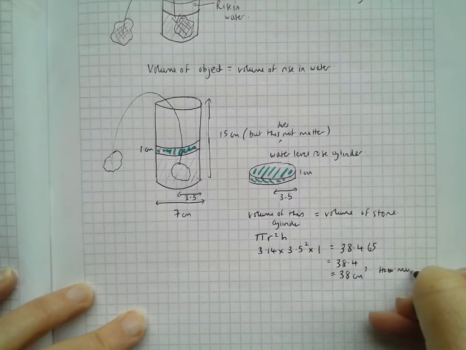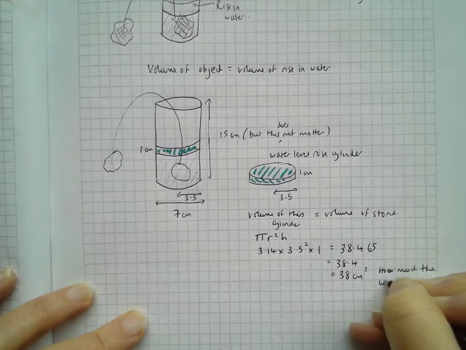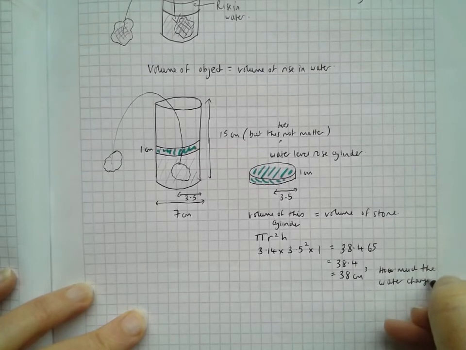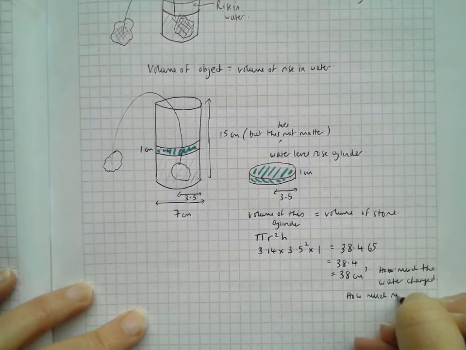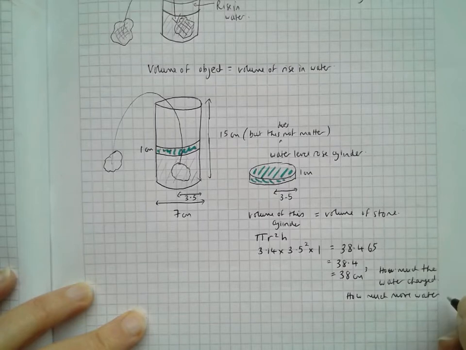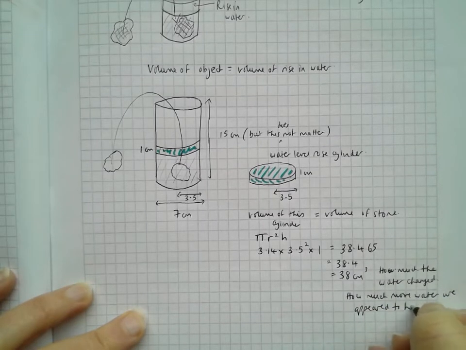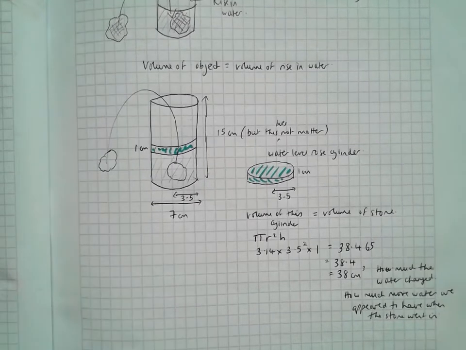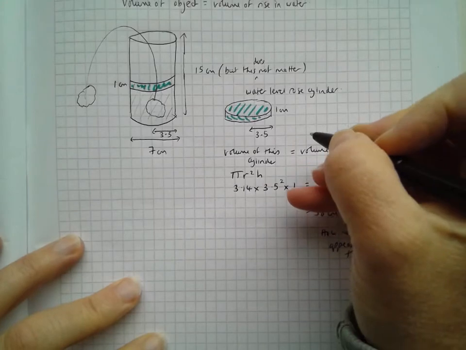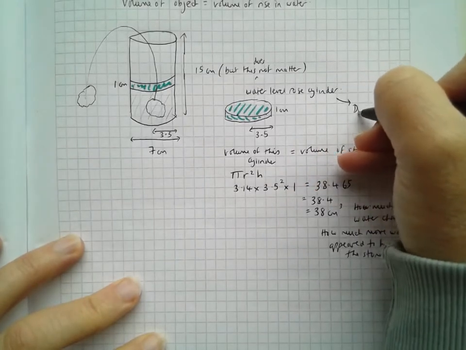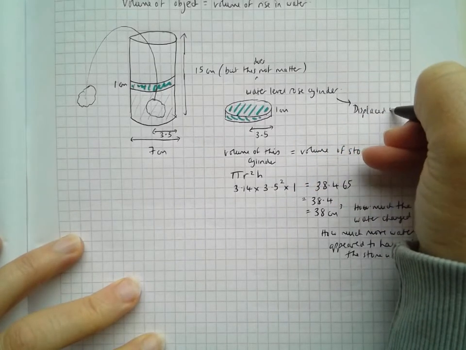much the water changed. In other words, it's how much more water we seem to have, how much more water we appeared to have when the stone went in. And the phrase that they use is displaced. That's the physics phrase. So it's displaced water. The volume, the water level rose. This is called the displaced water.